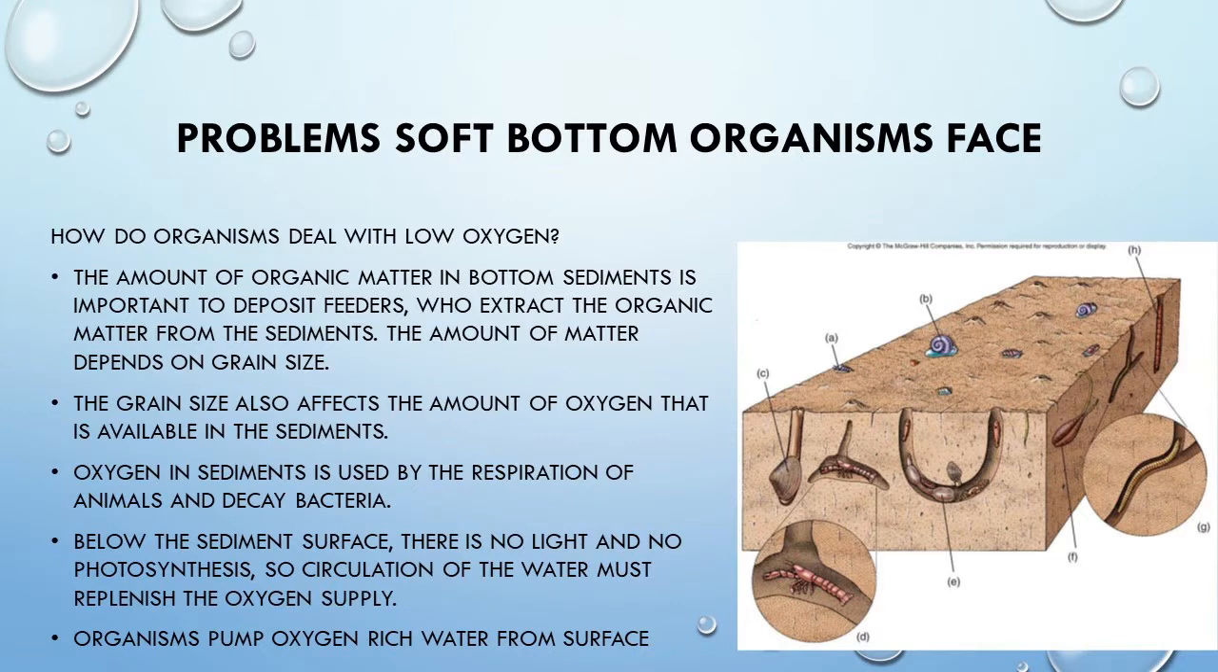Problems soft bottom organisms face. 1. How do organisms deal with low oxygen? The amount of organic matter in bottom sediments is important to deposit feeders, who extract the organic matter from the sediments. The amount of matter depends on grain size. The grain size also affects the amount of oxygen that is available in the sediments. Oxygen in sediments is used by the respiration of animals and decay bacteria. Below the sediment surface, there is no light and no photosynthesis, so circulation of the water must replenish the oxygen supply. Organisms pump oxygen-rich waters from the surface.